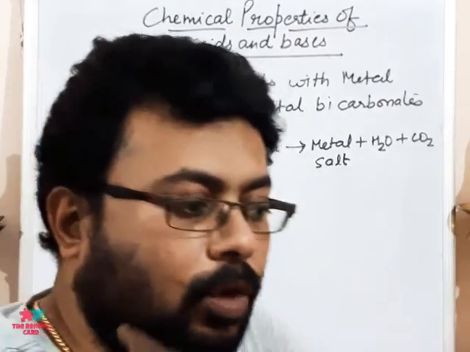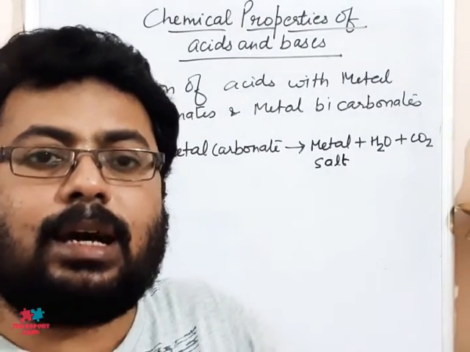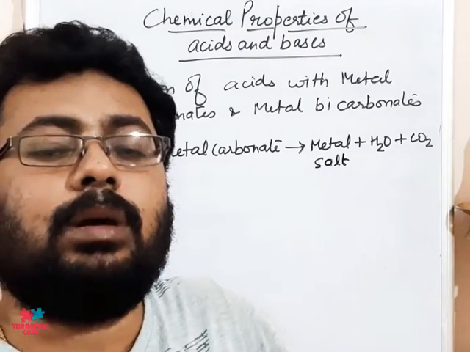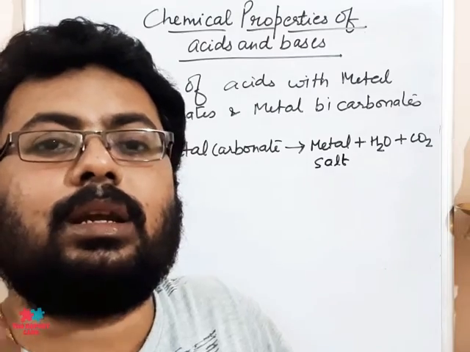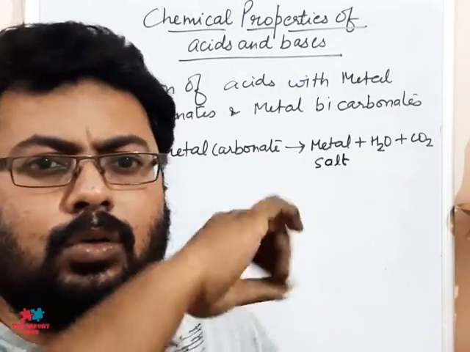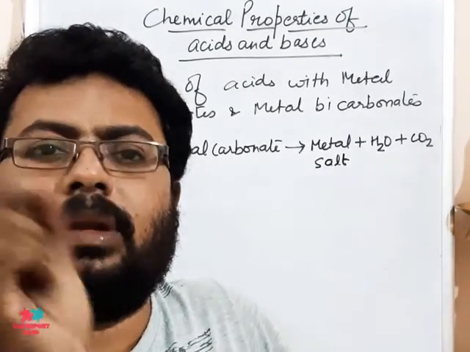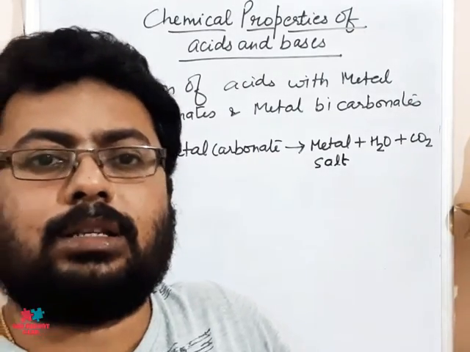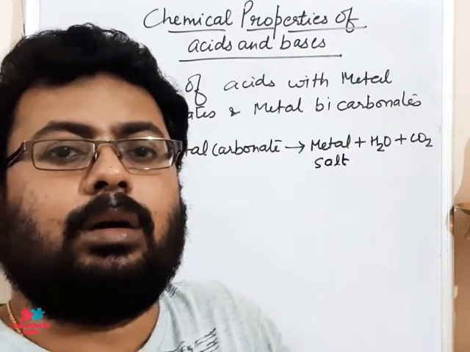But what happens when you keep on passing excess carbon dioxide? This calcium carbonate gets converted to calcium bicarbonate, which is soluble in water. Therefore, that milkiness disappears. You pass the carbon dioxide, and the milkiness will appear, and it will disappear because more carbon dioxide is being passed, and that calcium carbonate turns into calcium bicarbonate.